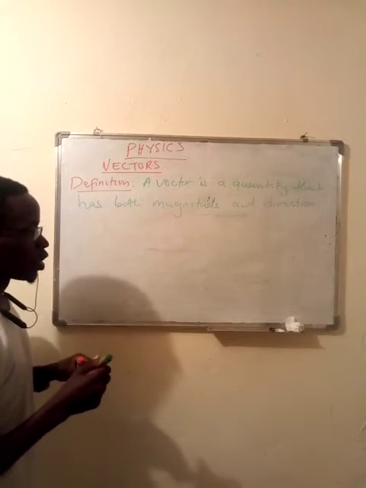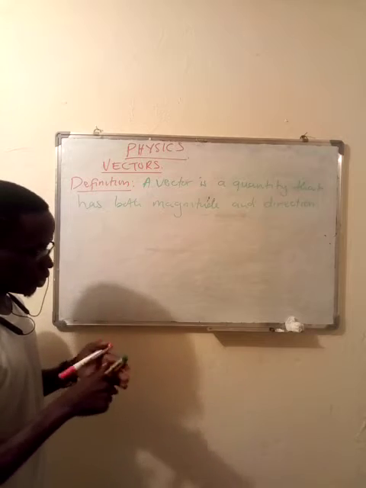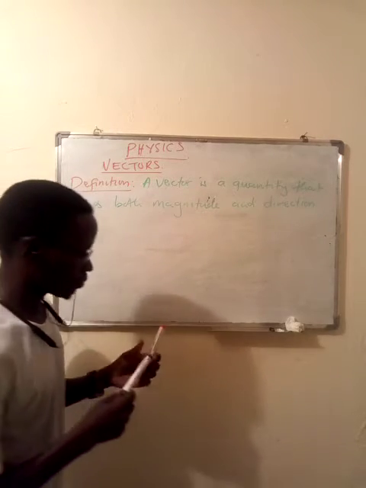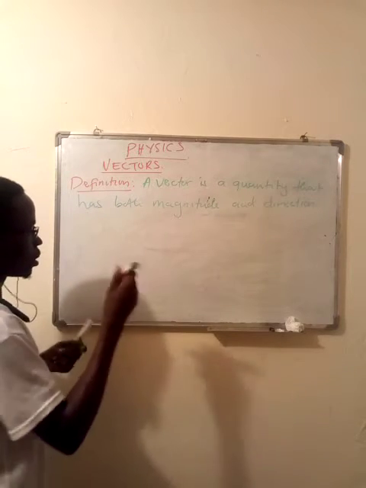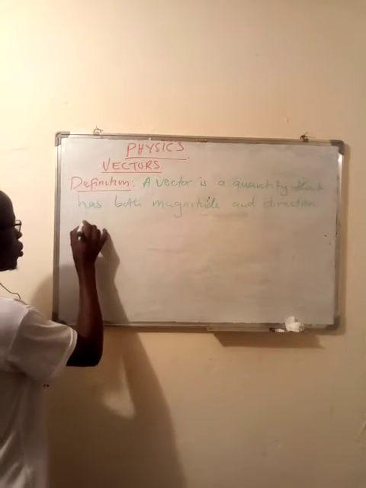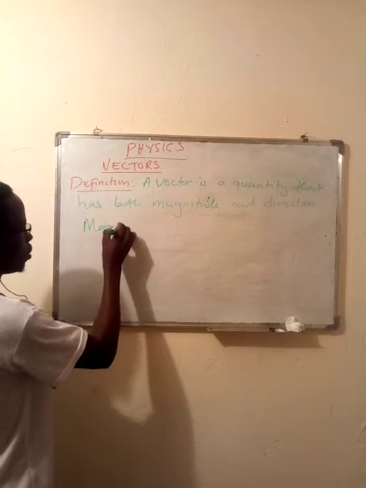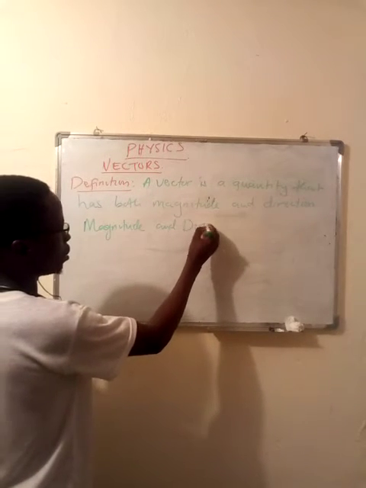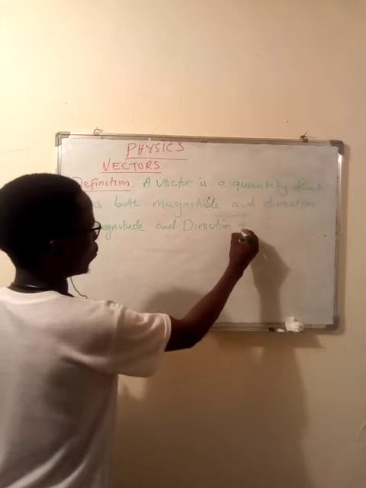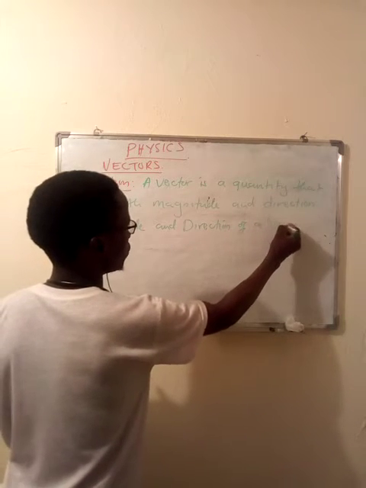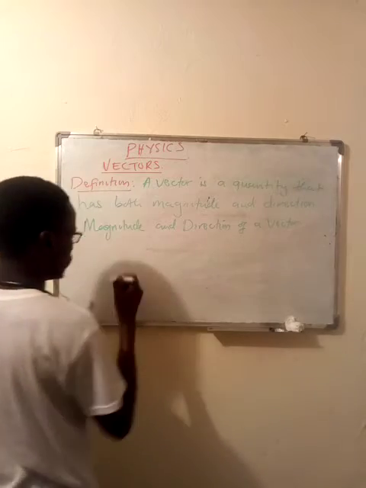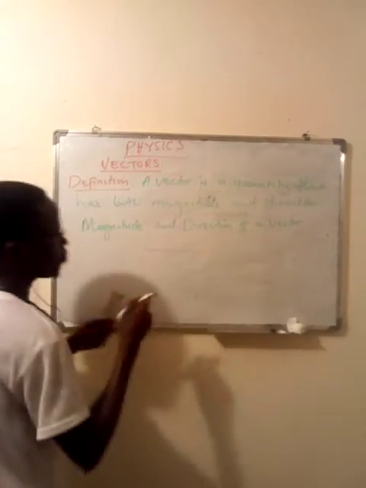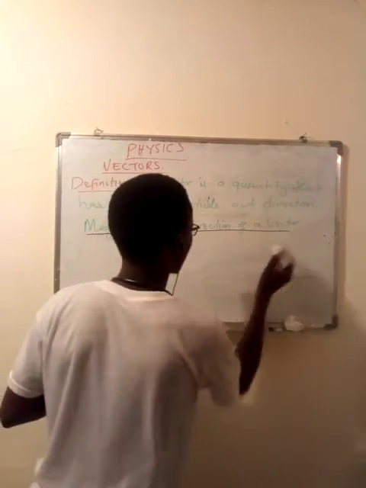Direction, okay? So now we want to look at the magnitude and then we look at the direction of a vector, all right? So we're going to say magnitude and direction of a vector. Okay, magnitude and direction of a vector. So now what we want to look at under this.